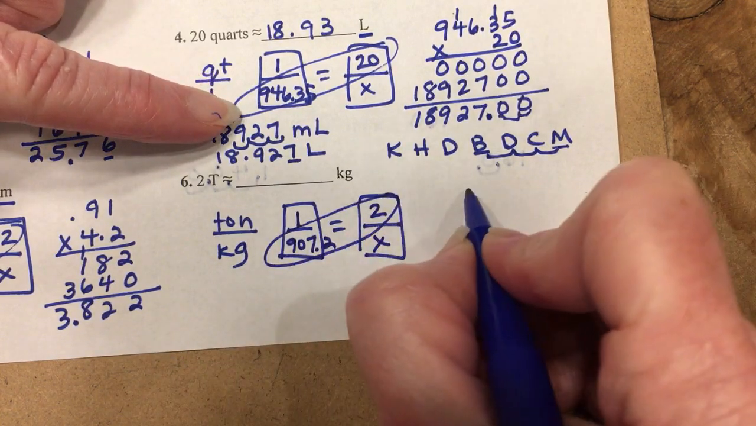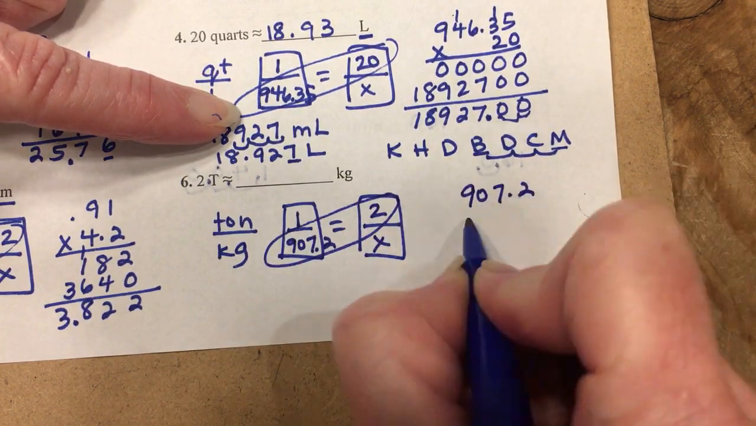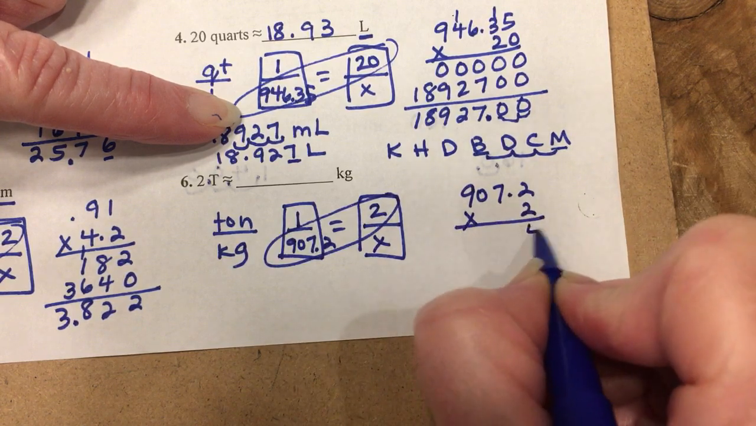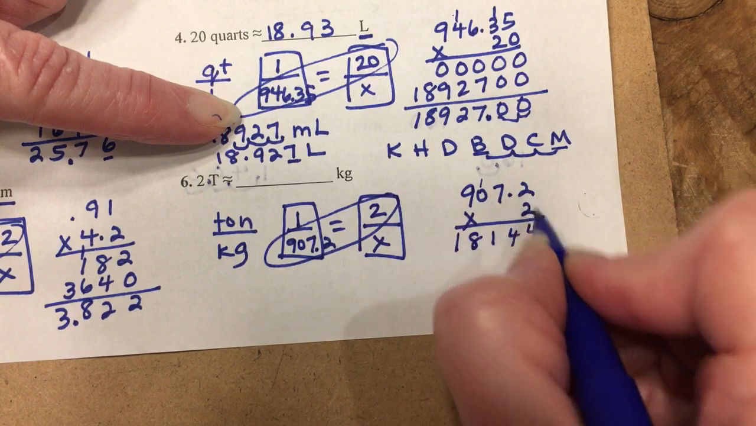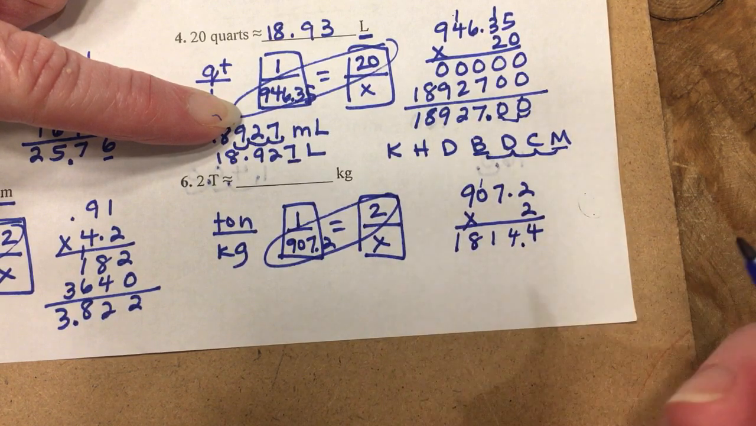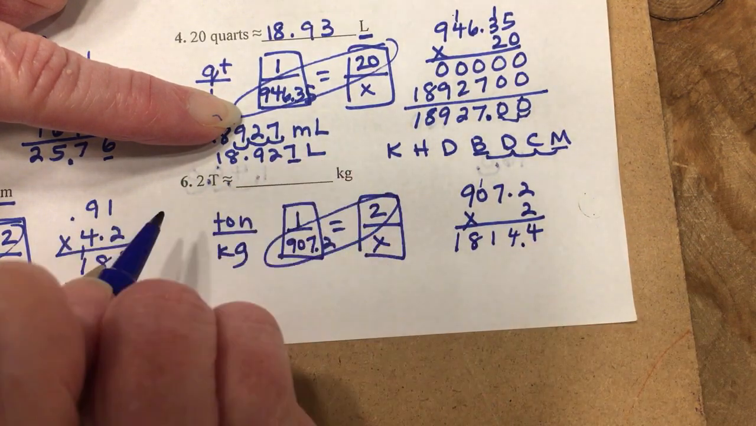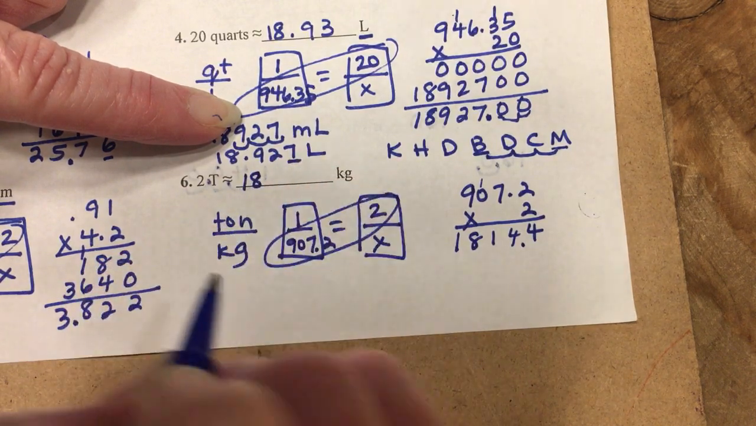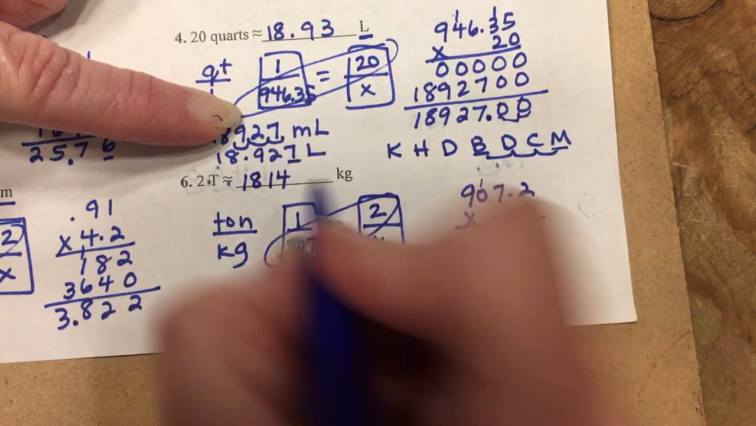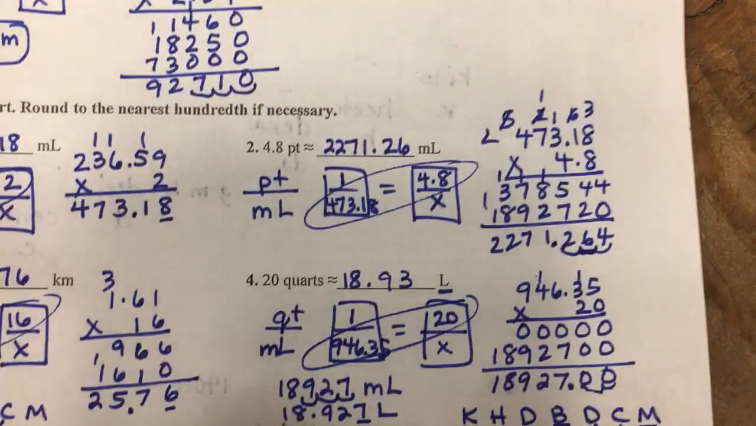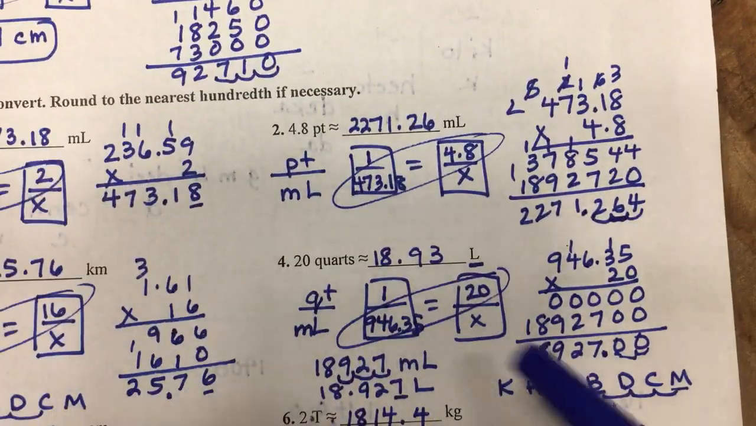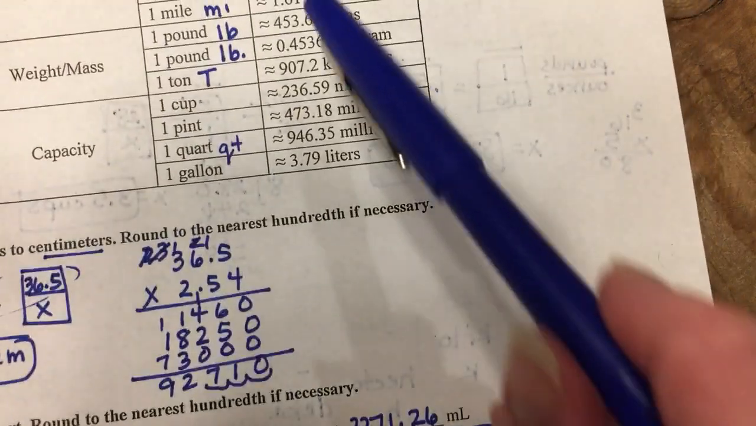And I'm just going to need to multiply. 907.2 times 2 is going to be 4, 14, 1, and then 18. There's 1 decimal place. Okay, so this is to the tenth place, so there's no need to round. This would be 1,814.4 kilograms.